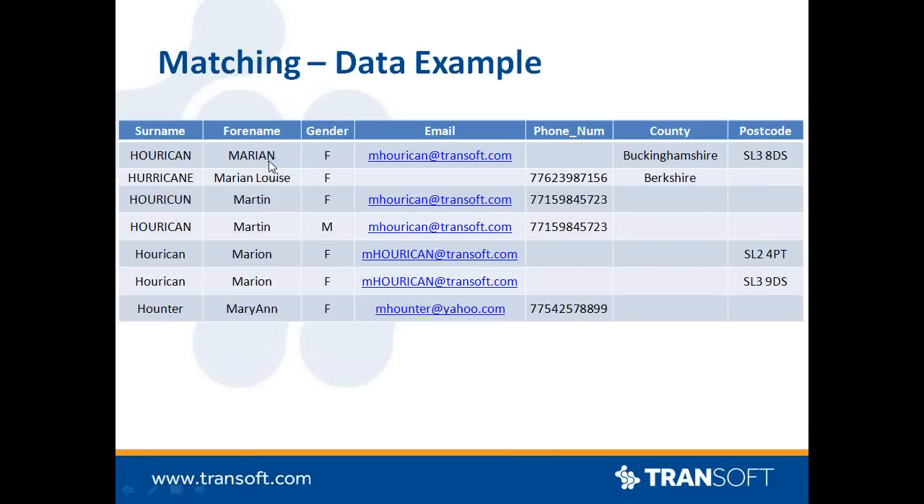So as you can see, we've got different variations of my name: Marion, Marion Louise, Marion with an O, and then we've got this other record here, Mary Ann Hunter, who is definitely not me, and we've got a male Martin Harrican, but we also have a female Martin Harrican as well. So we want to identify matches as humans looking at this. So we can easily see Marion Harrican's going to match Marion, and so on and so forth. But it's just about defining matching processing steps so that DBIntegrate or another software program knows how to identify the matches too.